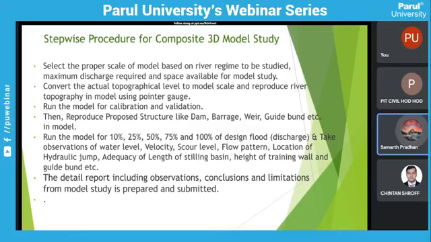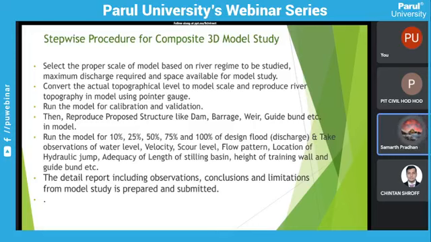Then location of hydraulic jump. See, this is also studied on the model. Whether it is on the energy dissipating arrangement or not, that is studied. Then adequacy of length of stilling basin. This is part of the energy dissipating arrangement. Your hydraulic jump should be within this stilling basin only.